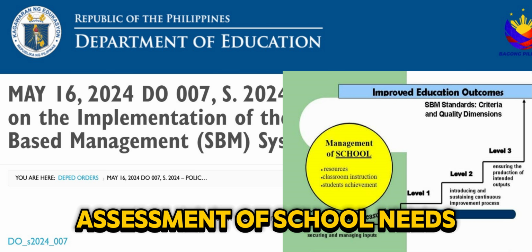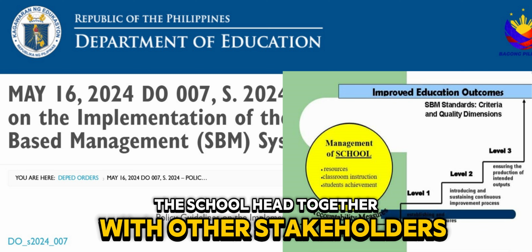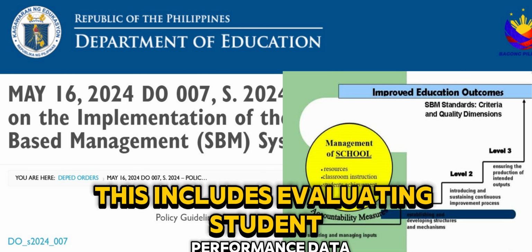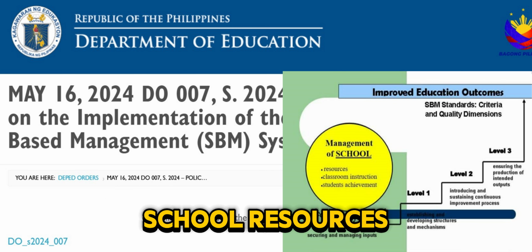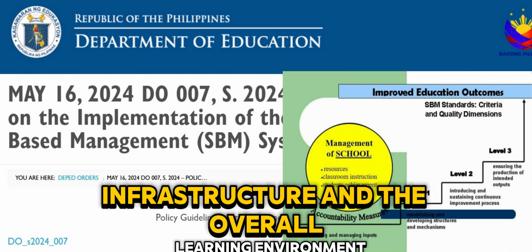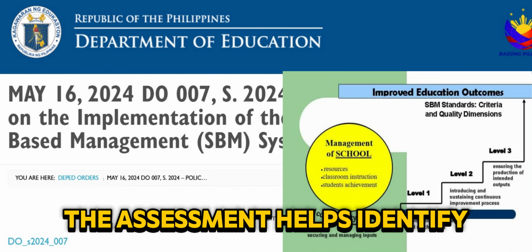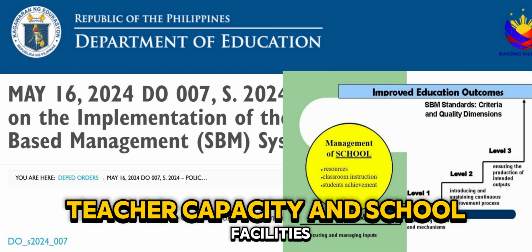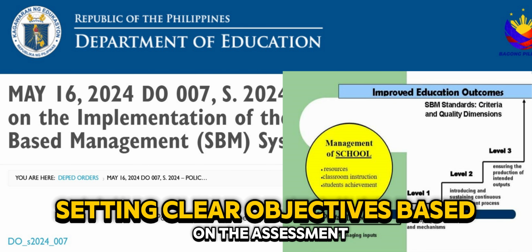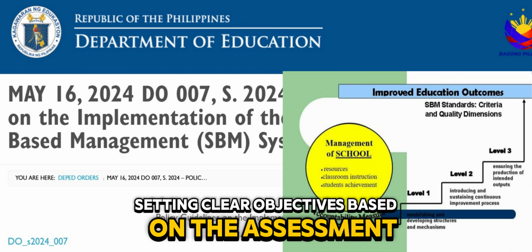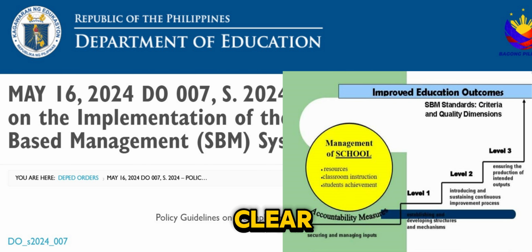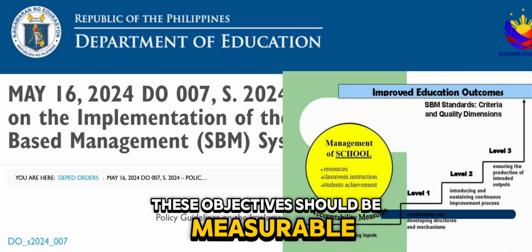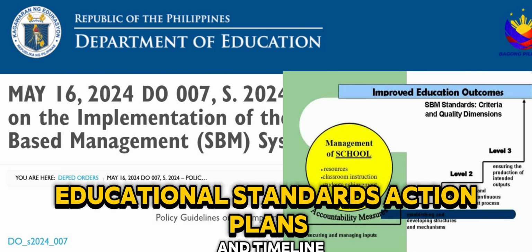Assessment of school needs. The school head, together with other stakeholders, must conduct a thorough needs assessment of the school. This includes evaluating student performance data, school resources, infrastructure, and the overall learning environment. The assessment helps identify key areas that need improvement, such as academic performance, teacher capacity, and school facilities. Setting clear objectives. Based on the assessment, the school head and governance body must set clear and achievable objectives for school improvement. These objectives should be measurable and aligned with the department's educational standards.